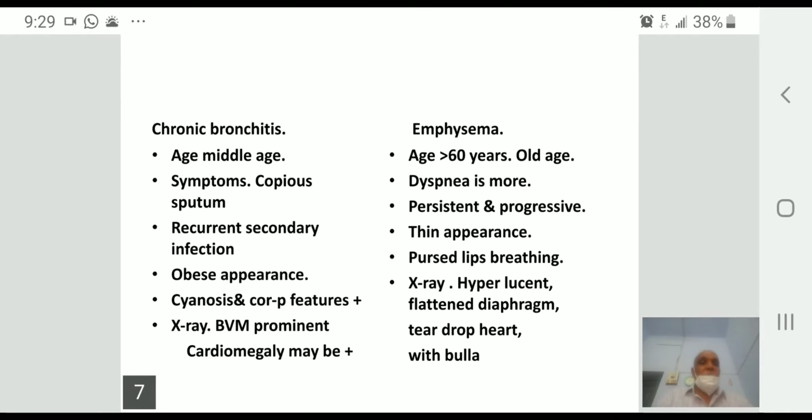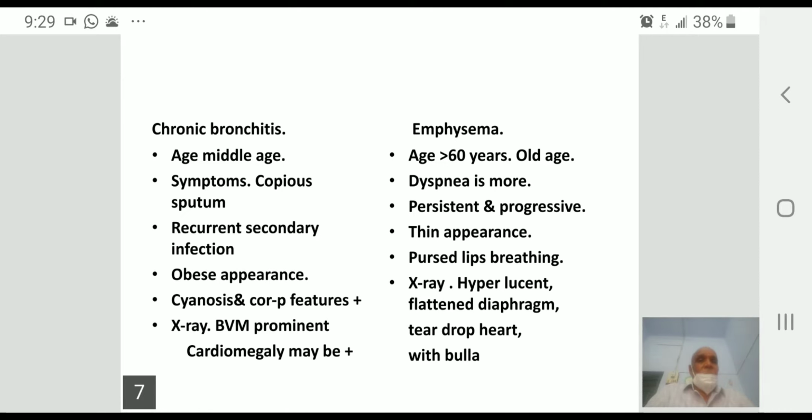Two components of COPD: one is chronic bronchitis and second is emphysema. When the patient is obese, we can judge which component is present in the patient. If the patient is obese, the patient may have chronic bronchitis. If the patient is thin and has a stick in hand, it favors emphysema. Age more than 60, old age, favors emphysema.